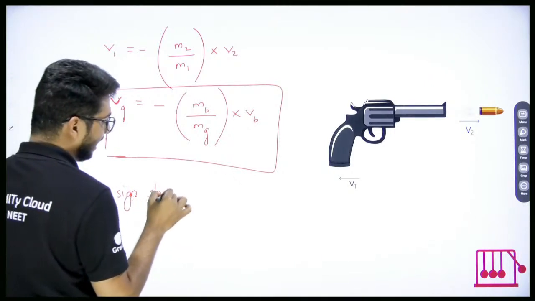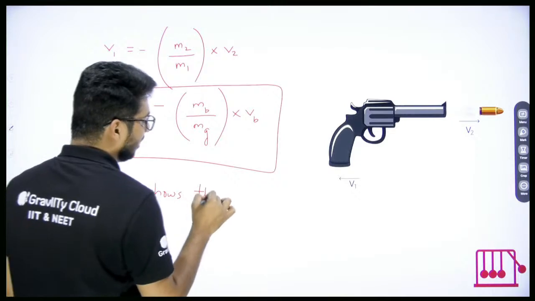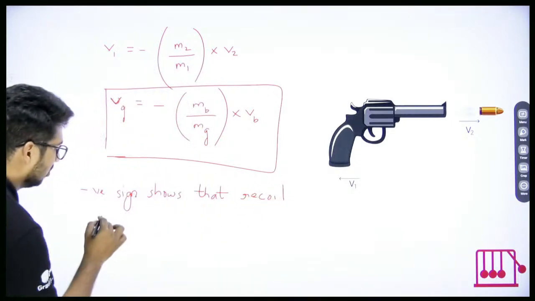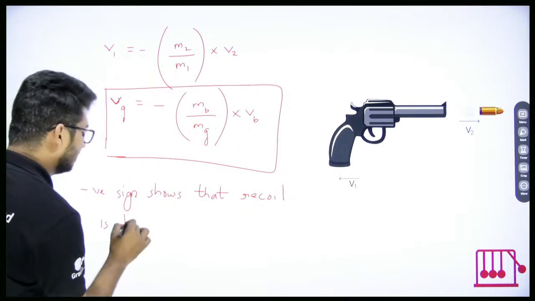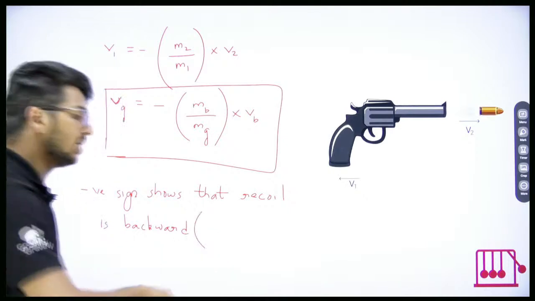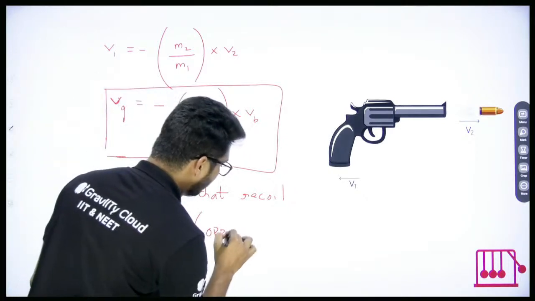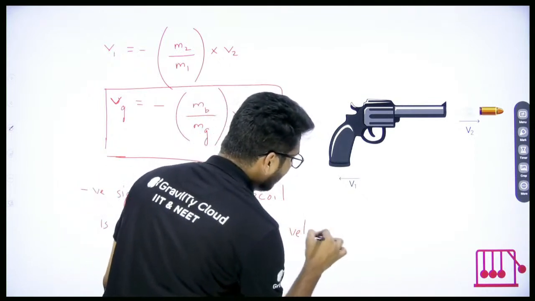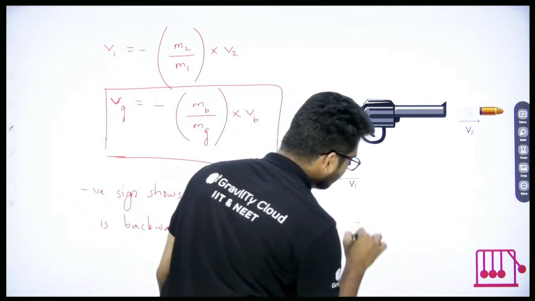Negative sign shows that recoil is opposite to what? Or you can say recoil is backward. In bracket we will write opposite to the velocity of bullet, not gun. Opposite to velocity of bullet.